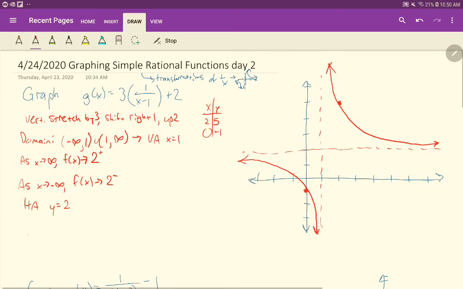Okay, therefore the range, which I didn't get to talk about yesterday, well, since again you can see here we're not going to cross this horizontal asymptote in this case, so the range then is going to be negative infinity to 2 union 2 to infinity.